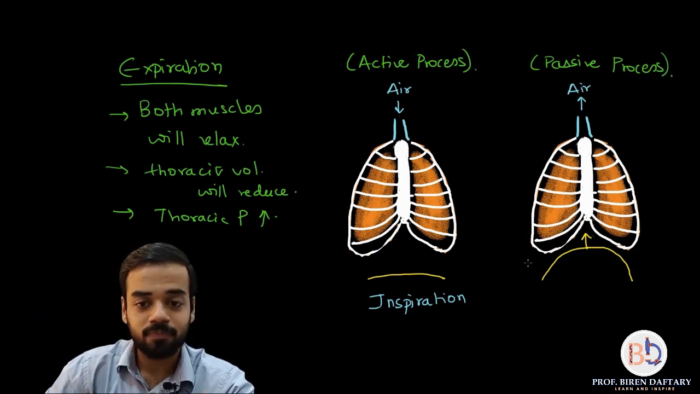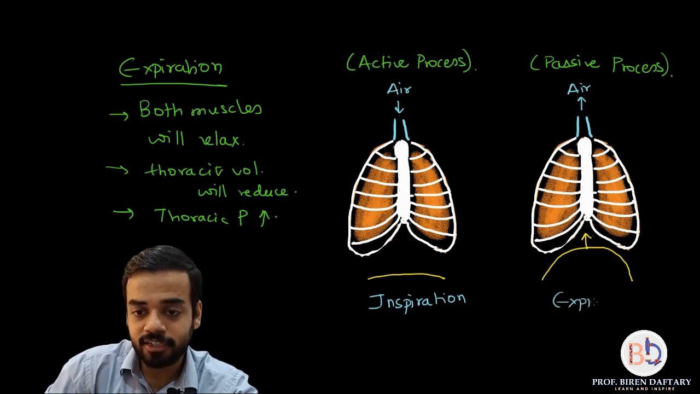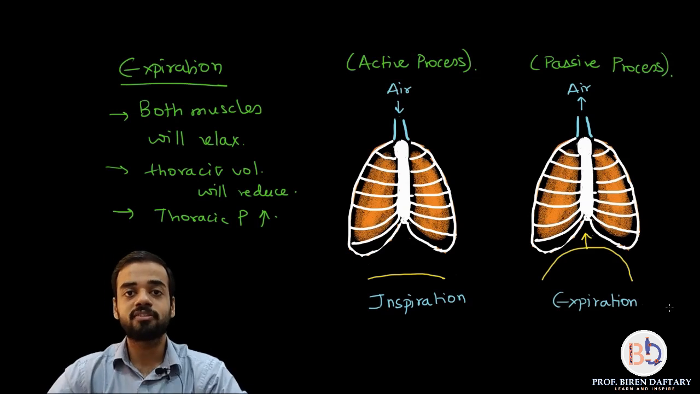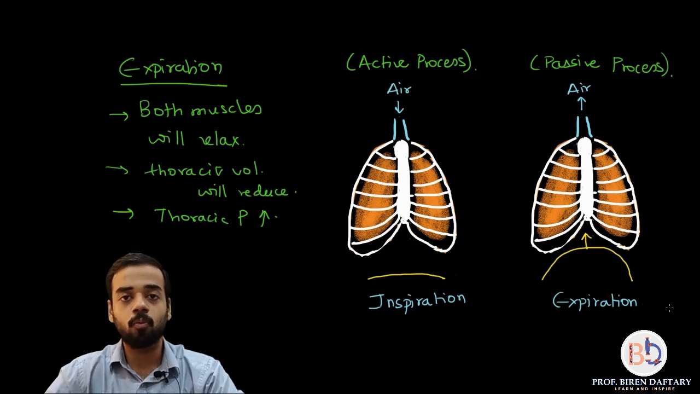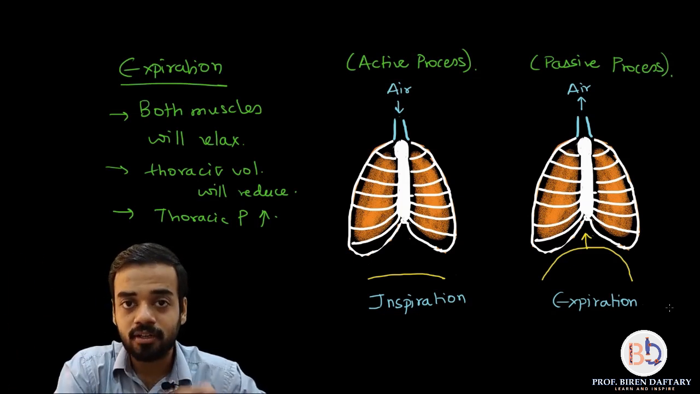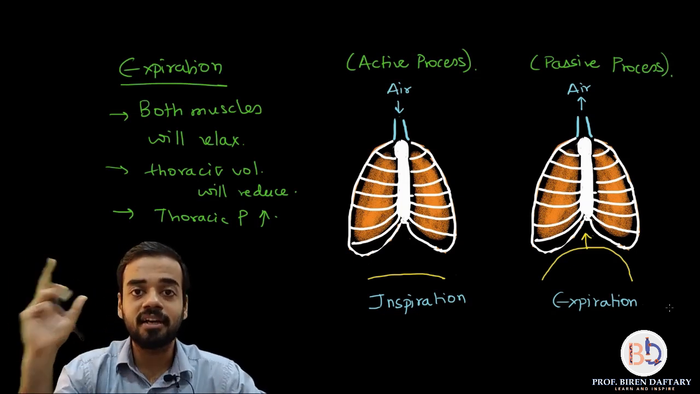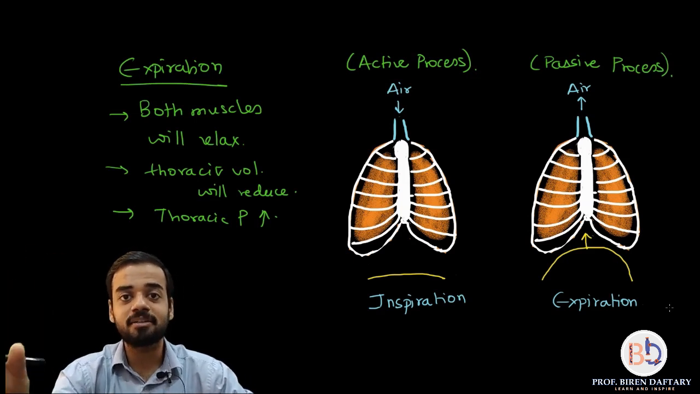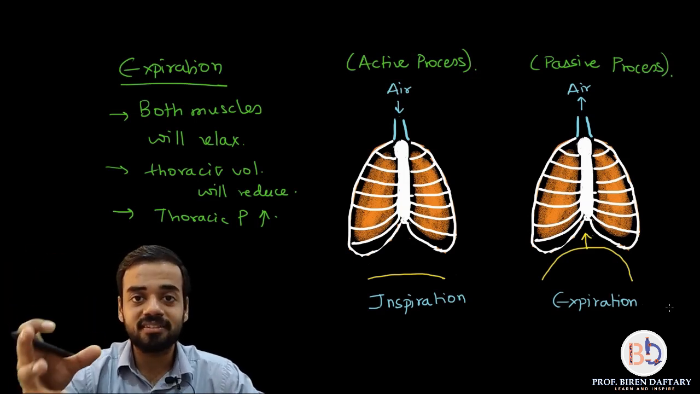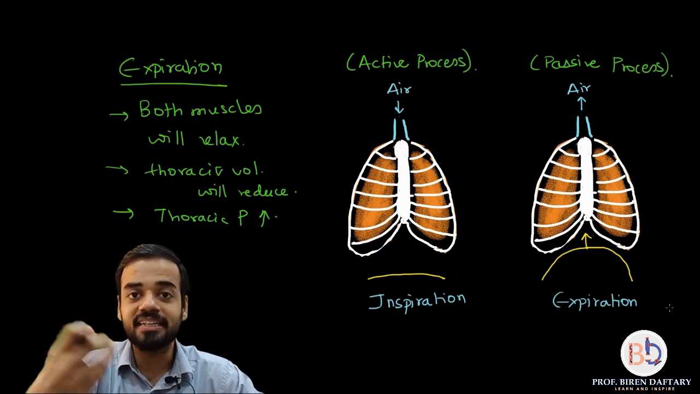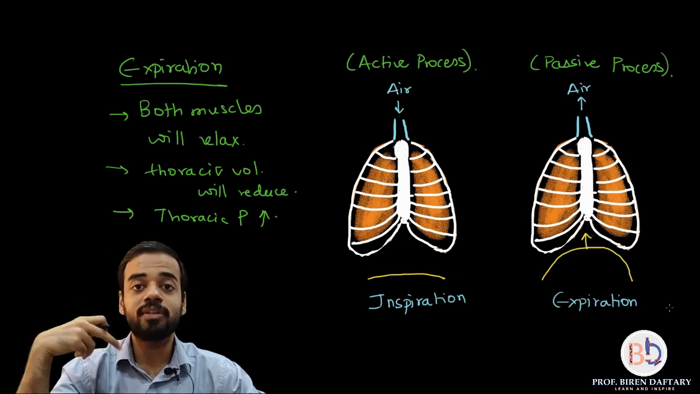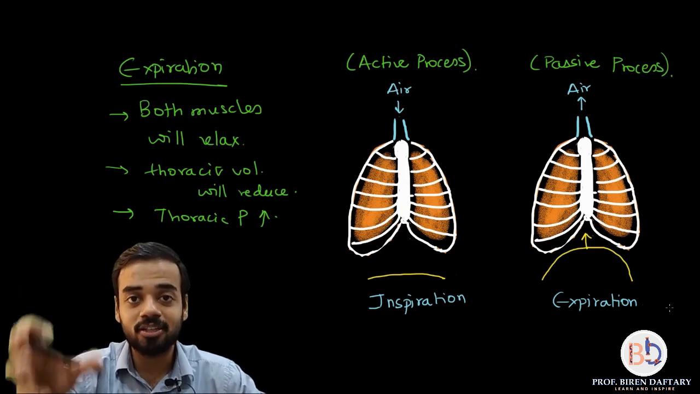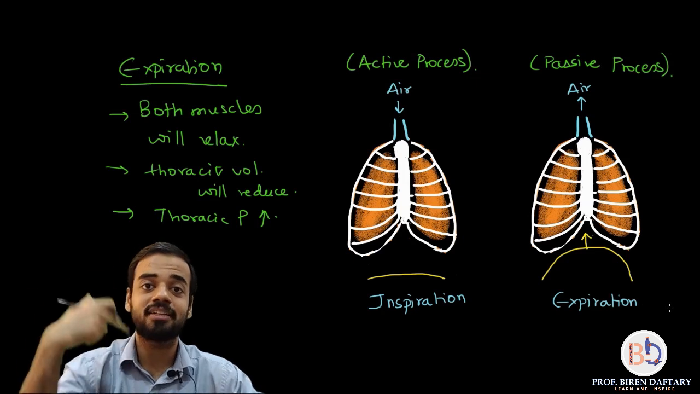Is this clear? Okay, so with that friends, we have completed this part for today, which is on mechanism of breathing. I hope this is clear. Please remember both muscles contract during inspiration, they relax during expiration. Please remember that the pressure during inspiration decreases inside the cavity, that is why air flows inside. During expiration the pressure inside the thoracic cavity increases, that is why the air flows outside.